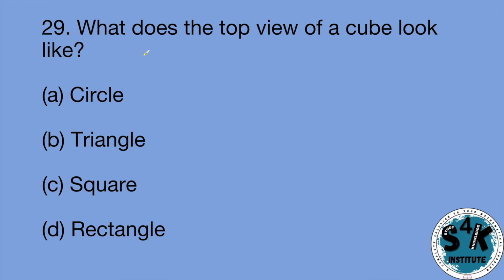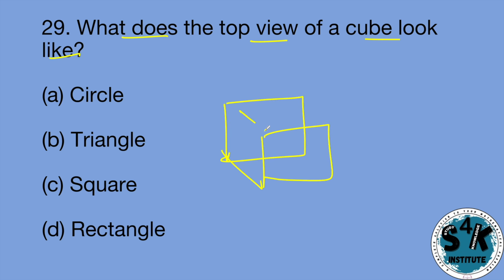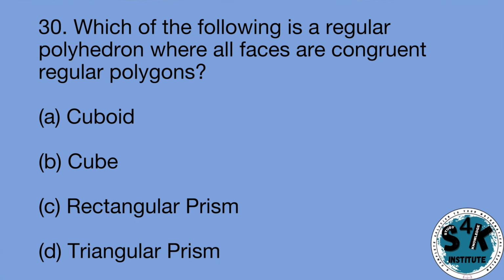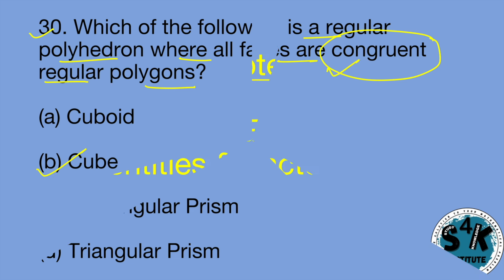Let's do the next question. What does the top view of a cube look like? Obviously, when you look at the cube from the top view, it will look like a square. Now, which of the following is a regular polyhedron where all faces are congruent? All faces congruent means all faces look the same. So it is the cube which has all faces the same, and congruent means they are equal.